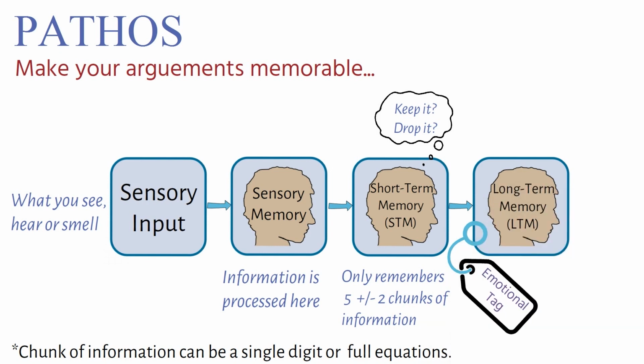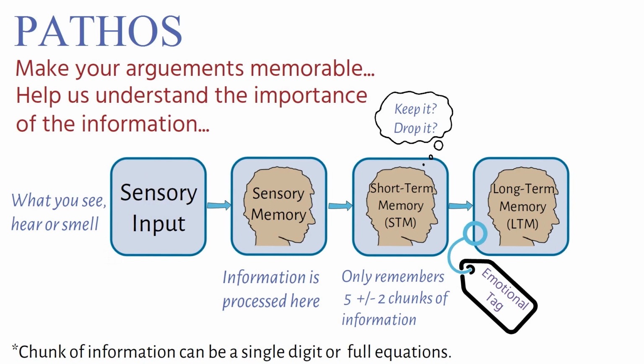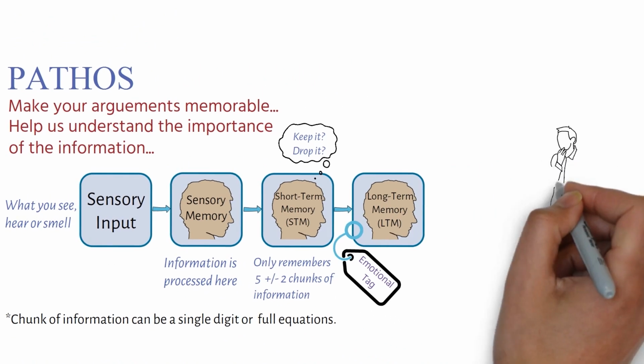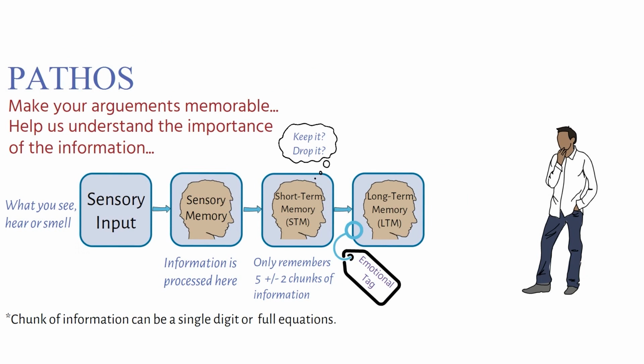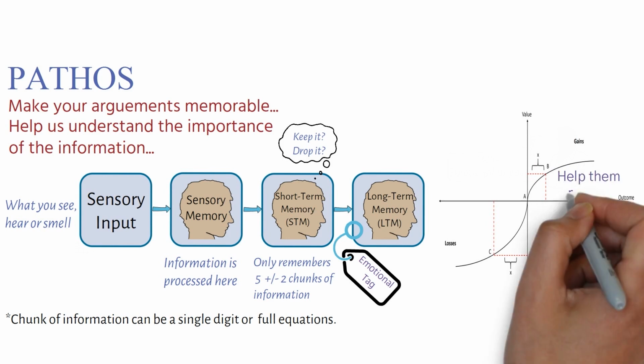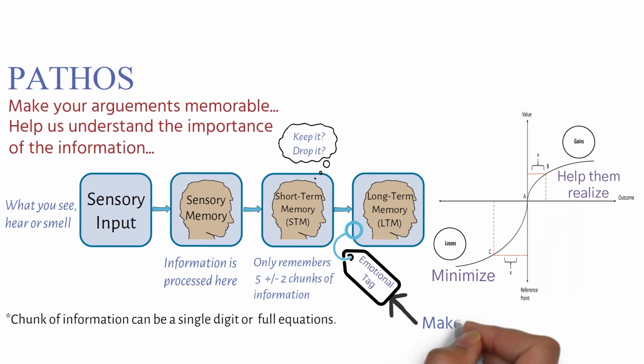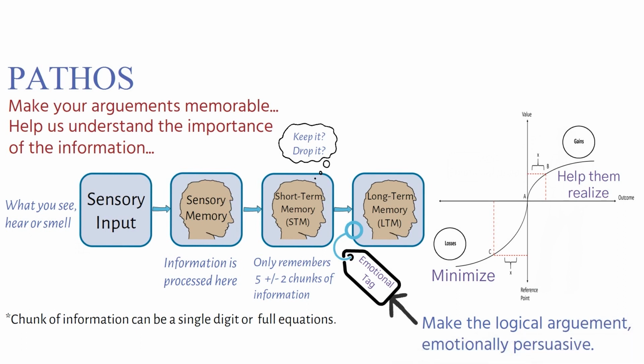So our emotions help us understand, is this information important? Will it help me in my survival? Will it help me prevent a loss? Will it help me get a gain? And if it does, I've got a little emotional tag. I stick on it, and then I put it in my long-term memory. So that's why when you're doing arguments and you're thinking about the logic, also think about the emotional impact of those logical arguments. And think, as we talked about in our prospect theory tool, our loss aversion, how can I help my people understand the gains that they will receive or minimize the losses that they might encounter? That gives me the emotional tag to help me make my logical argument emotionally persuasive.